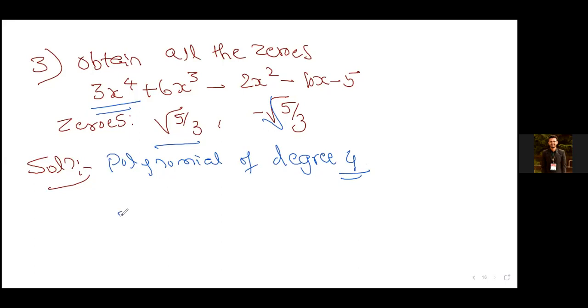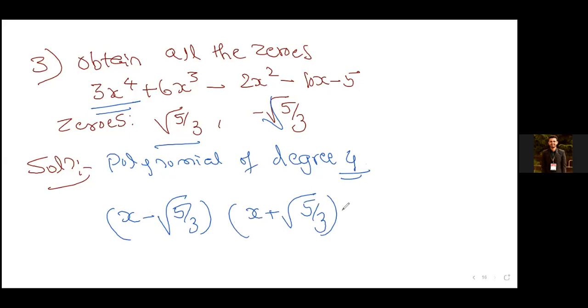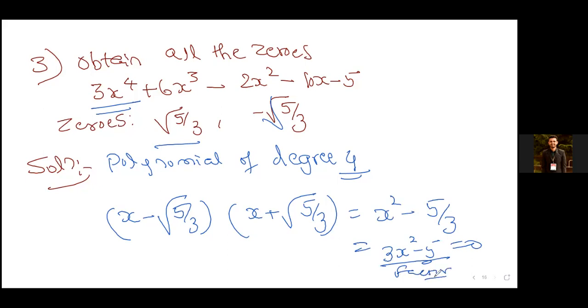So we can write this as x minus square root of 5 by 3 into x plus square root of 5 by 3. How much do we get? This as x square minus 5 by 3. We can simplify this. We can write 3x square minus 5 is equal to 0. This is one of the factors of that given polynomial. So what is the next step? Tell me.